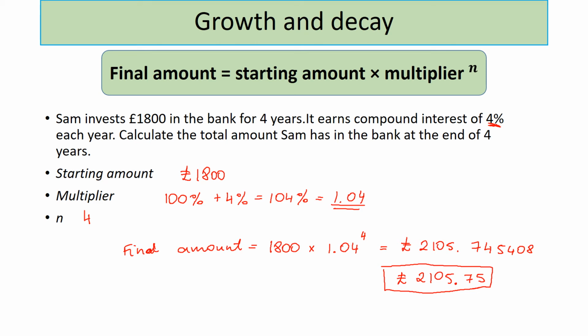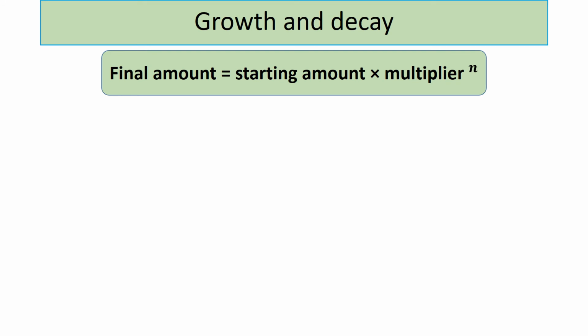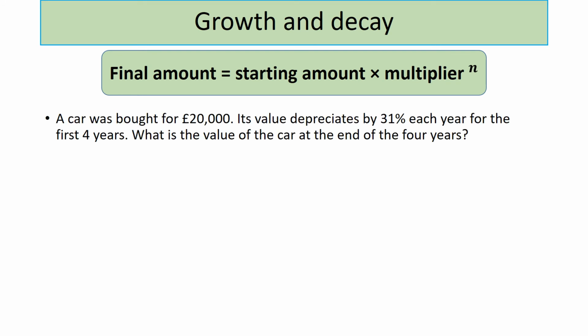Okay, let's have a look at another. A car was bought for £20,000 and its value depreciates by 31% each year for the first 4 years. Now what is the value of the car at the end of the 4 years? Now we have the keyword here, depreciates. You can imagine then when you buy a car, after a few years the value of the car will be less than what you bought it for.